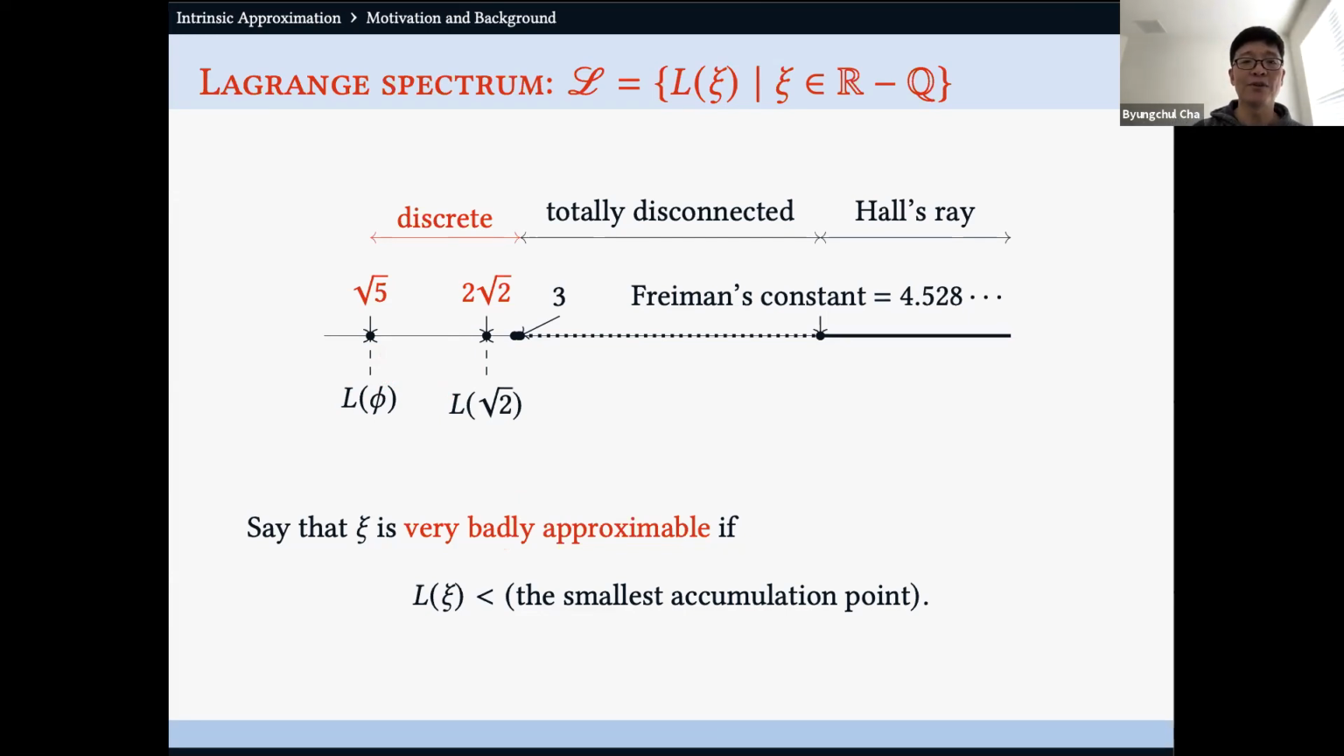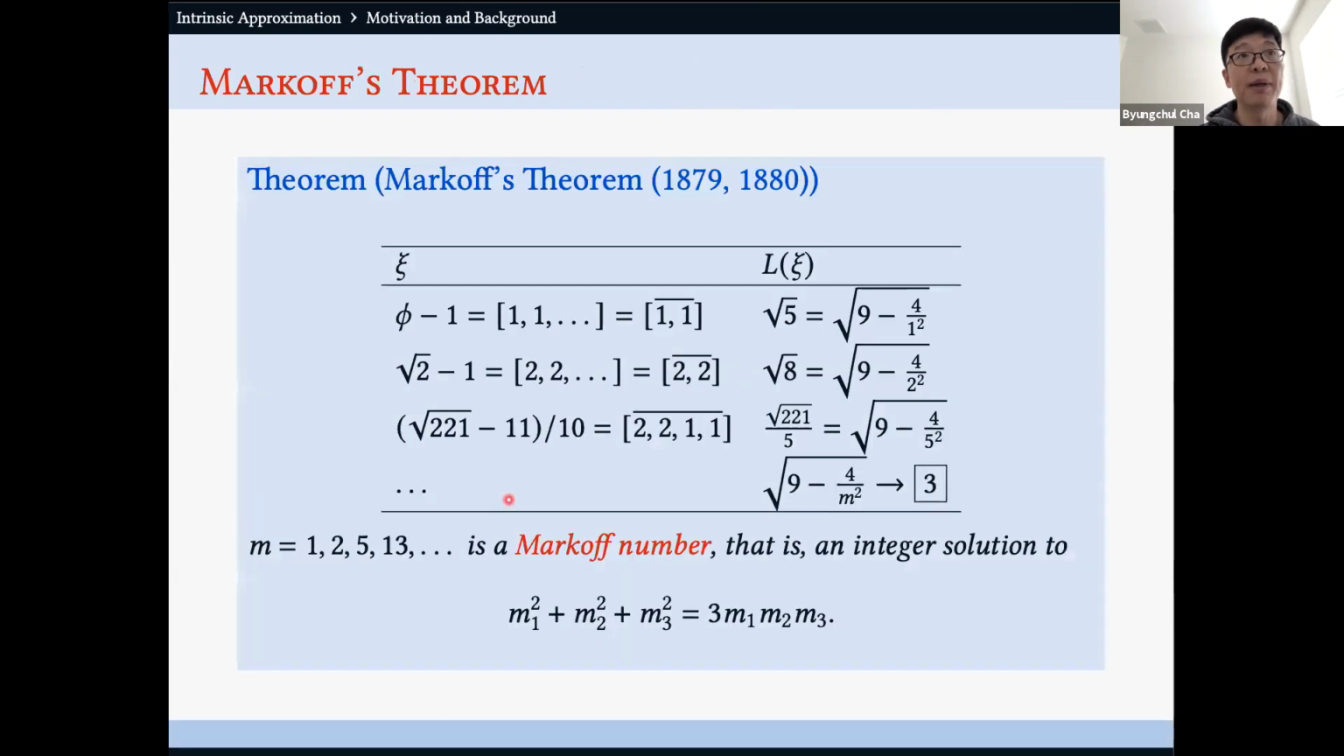And I'm going to make another maybe silly definition here. We're going to say that an irrational number C is very badly approximable if its Lagrange number is less than the smallest accumulation point of the Lagrange spectrum. In other words, if the Lagrange number of C exceeds only finitely many numbers in the spectrum.